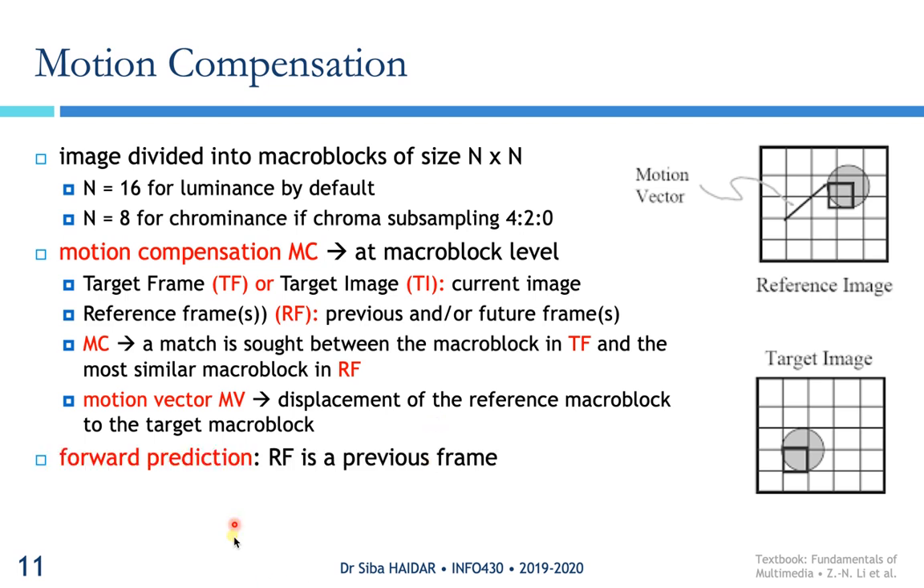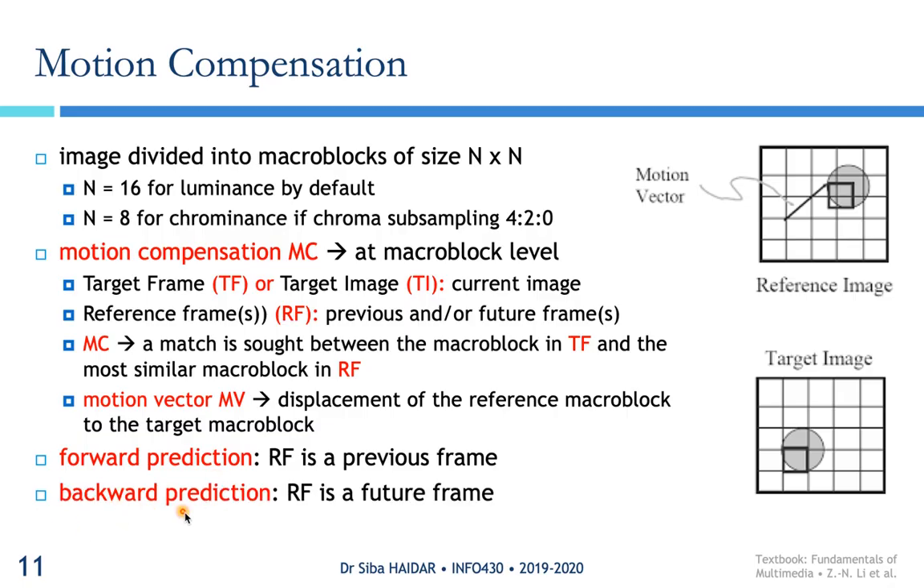In case the reference frame was a previous frame, we say this is a forward prediction. We know now that we have an image, we can tell next what will happen. I know now that the ball moved a little bit to the right. I can predict, for the future, for the forward prediction, what will happen with the ball next.